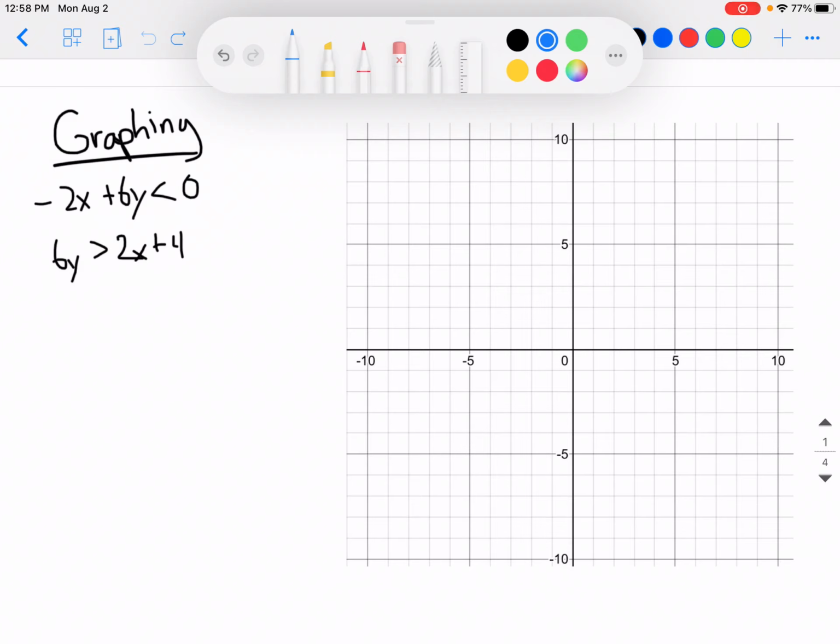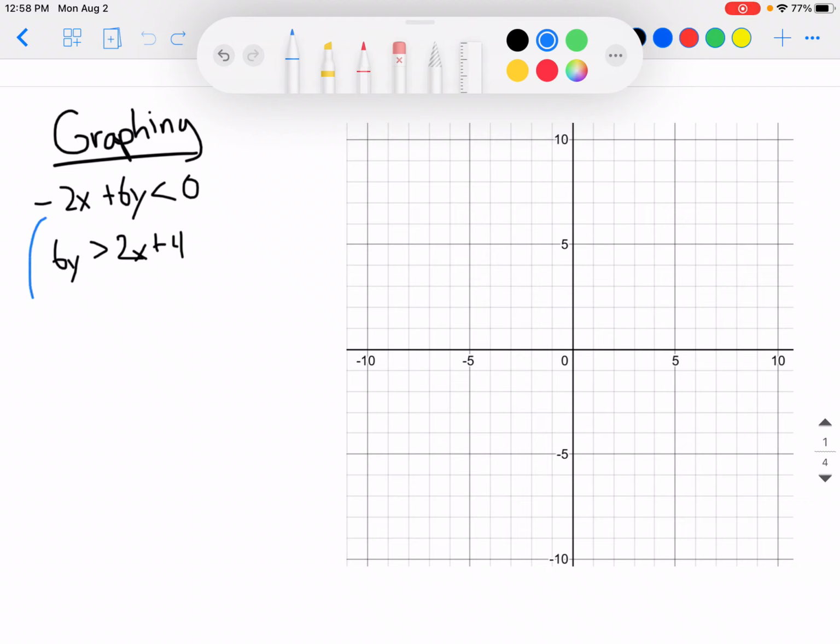Hello and welcome to this video where we're going to graph a system of linear inequalities. So in this video, ideally our goal is to find a region of the graph where we can find points that work for both inequalities. So to do that, we're going to graph each inequality and see if there's an area where they overlap.